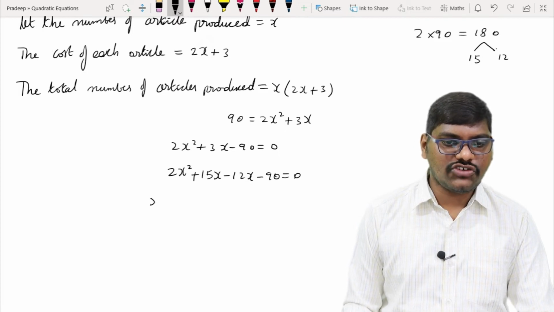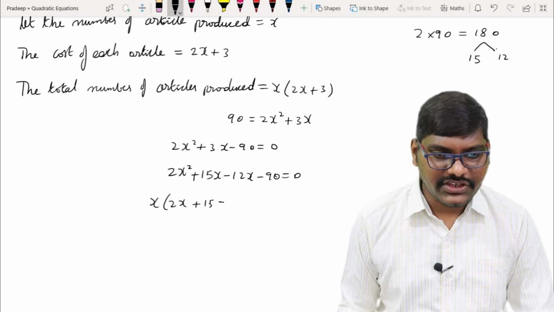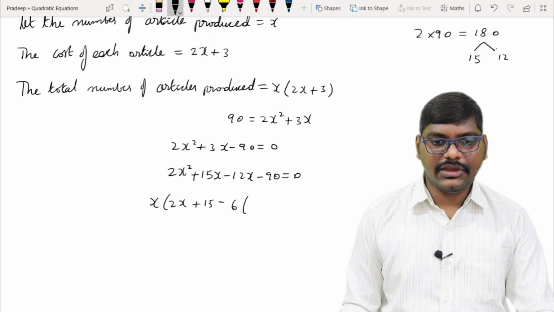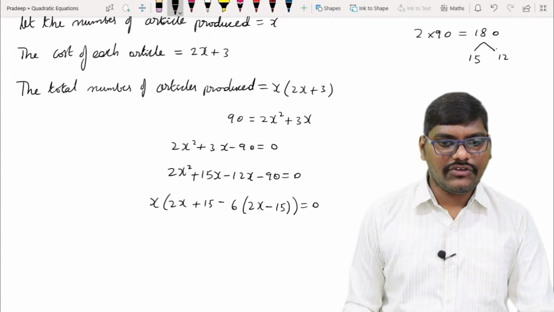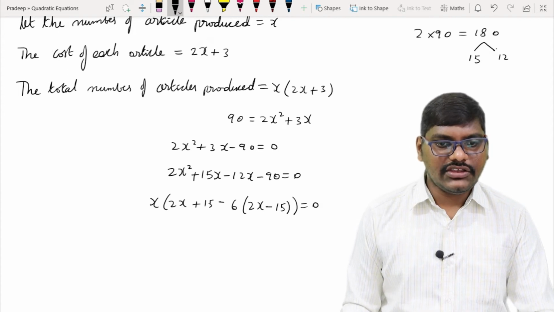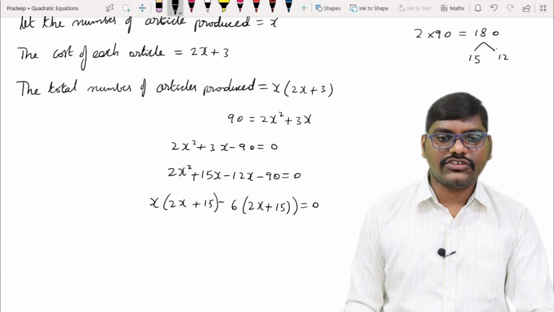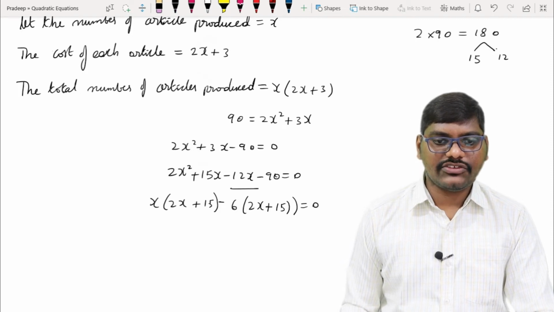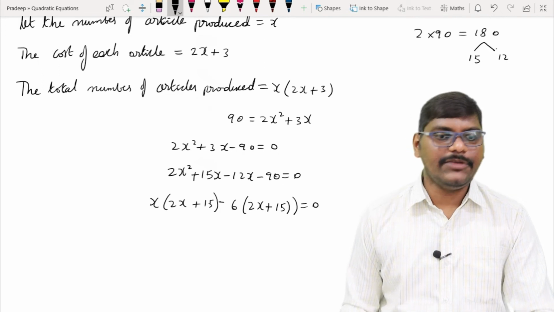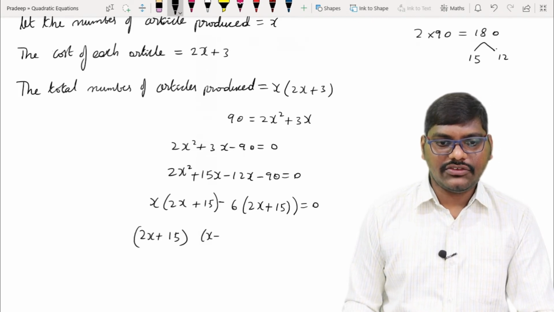Here I can take x common, so I'm left with 2x plus 15. And here I can take 6 common, so I'm left with 2x plus 15 as well, with the sign being minus 6. Let's check by multiplying: x into 2x is 2x square, x into 15 is 15x, minus 6 into 2x is minus 12x, and minus 6 into plus 15 is minus 90. So if I take 2x plus 15 common, I'm left with x minus 6 equal to 0.